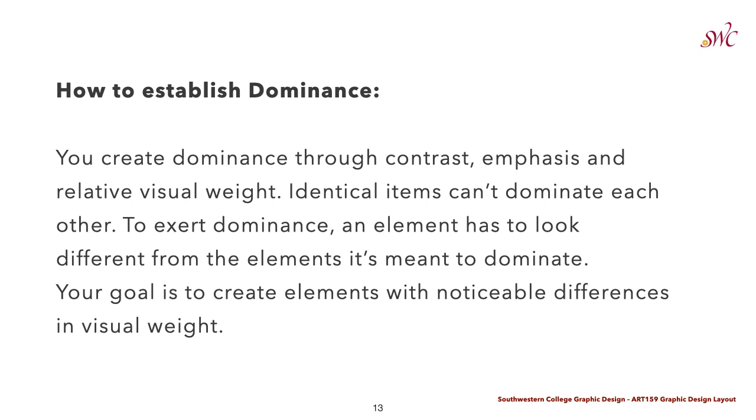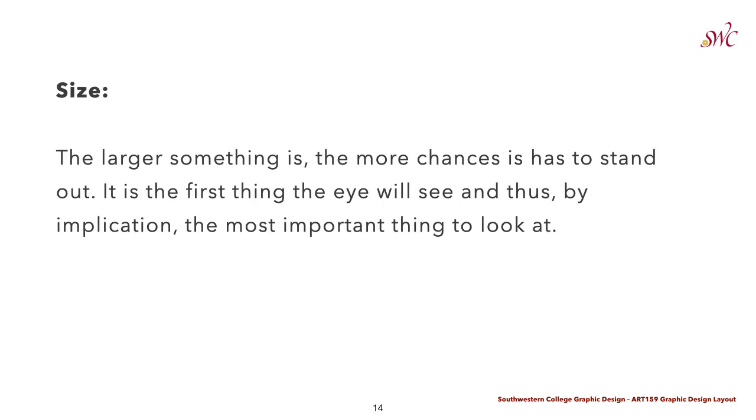So when we're creating dominance, we can think about contrast because emphasis is relative to visual weight. If we have identical items, we can't dominate each other. We need to exert some sort of dominance. So an element has to look different from the other elements in order to create that dominance. Your goal is to create elements with noticeable differences between the visual weights within that layout. That's how we are going to establish this hierarchy.